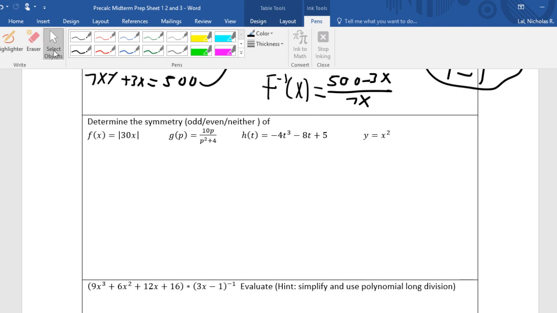Alright, determine the symmetry, odd, even, neither, of f of x equals the absolute value of 30x. g of p is equal to 10p over p squared plus 4. h of t is equal to negative 4t cubed minus 8t plus 5. And y is equal to x squared. Now, as a definition, with even functions you have the algebraic rule f of negative x is equal to f of x, and you are symmetric about the y-axis.